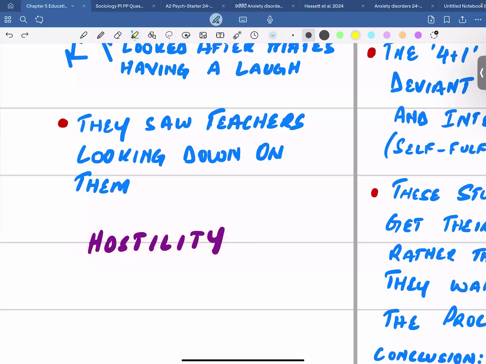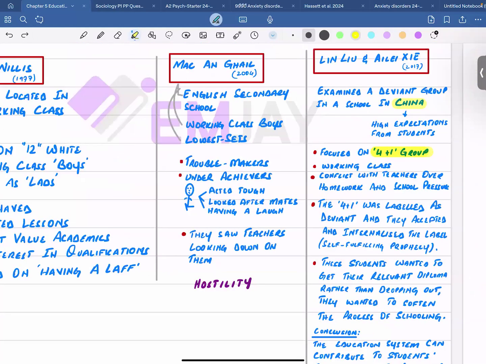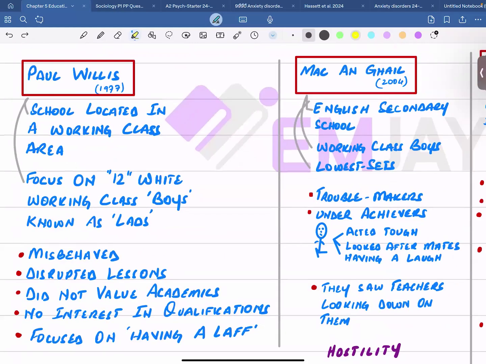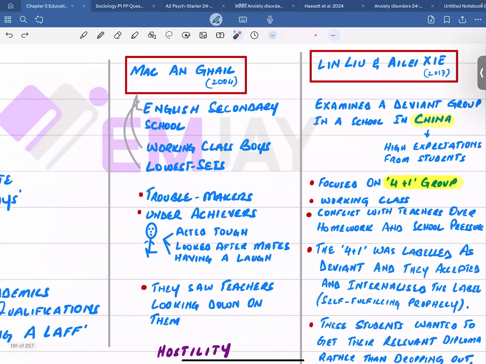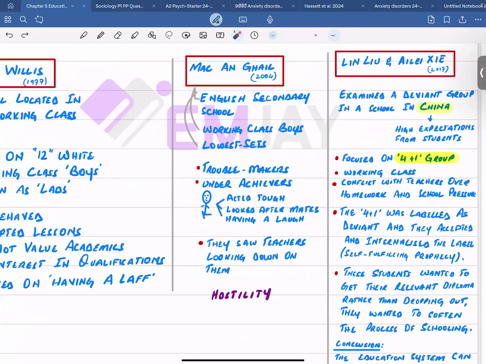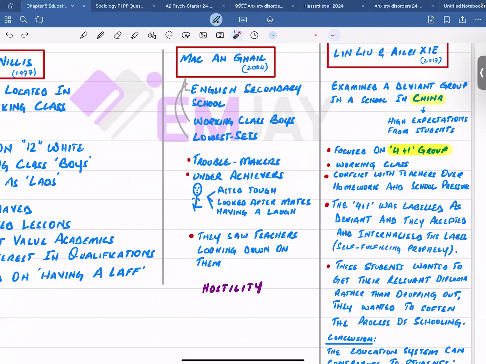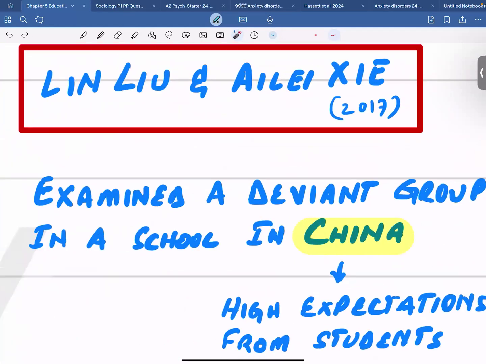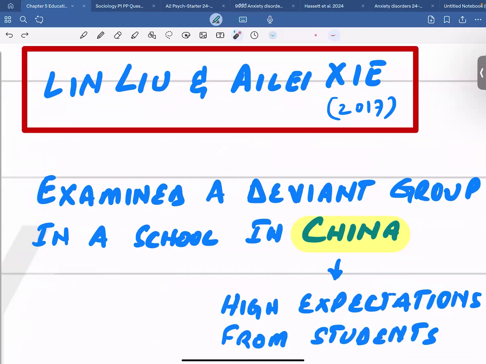Moving on, so this was the second example, right? So you could use the example of Paul Willis, and you could additionally use the example of McIngale too. Taking this further, about this research that was conducted by Liu and Ji in 2017. This is an interesting one here. So Liu and Ji in 2017 conducted a research.